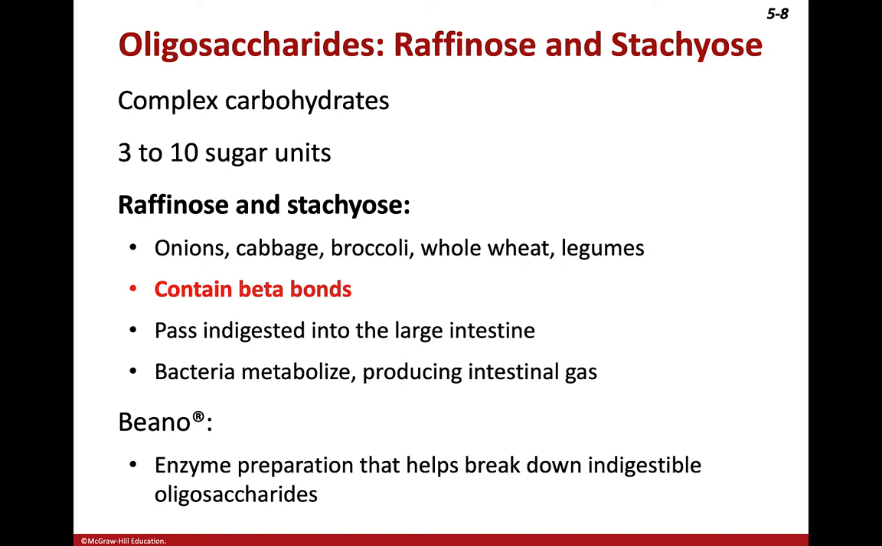So they're going to be broken down by bacteria in the large intestine, and part of the byproducts is going to be intestinal gas. Now, some individuals do not tolerate these food substances very well, and they may take what's known as BEANO. BEANO is an enzymatic preparation that helps break down those beta bonds, and so it makes it easier to digest these particular food items.